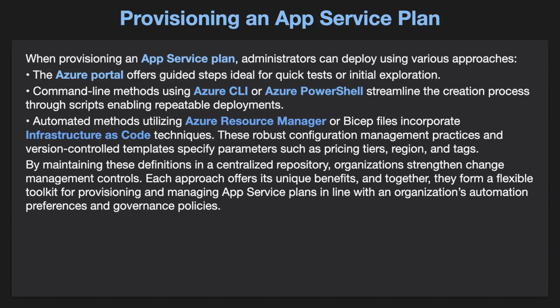Meanwhile, infrastructure as code techniques, introduced earlier in this course, allow for robust configuration management and version control of app service plans. Templates outline parameters such as pricing tiers, region, and tags, ensuring consistent deployments across multiple environments. By maintaining these definitions in a centralized repository, organizations strengthen change management controls. Each approach has benefits, but together they form a flexible toolkit for provisioning and controlling app service plans in line with an organization's automation preferences and governance policies.